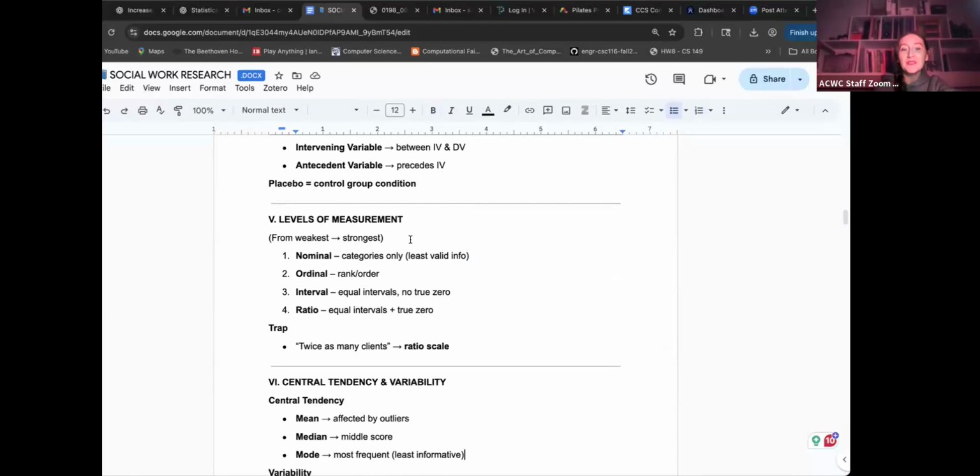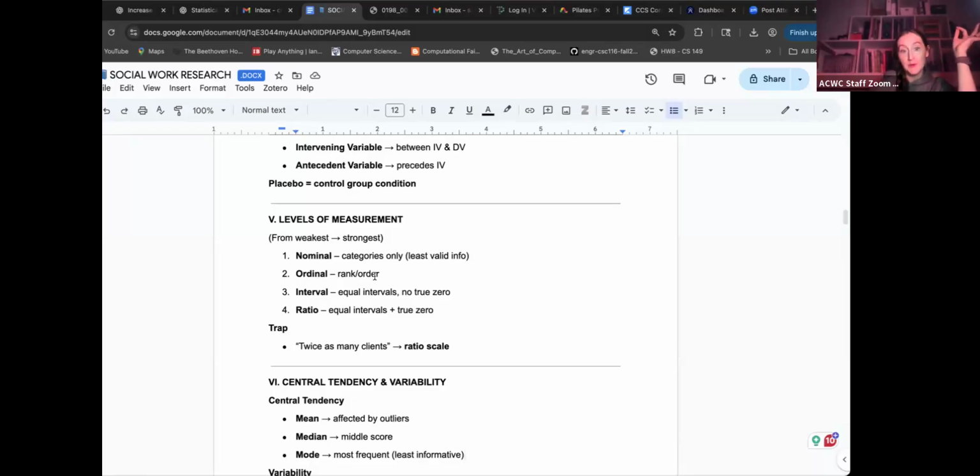Okay, levels of measurement. This is from the weakest to the strongest. The weakest is nominal. It's just a category only. It's like gender. It's just categories. There are no numbers here. That would be nominal. Ordinal is just like first, second, third. What's your class order? I'm second. What did you get at the Olympics? First place. Here, it's just ordinal. It's just first, second, third.